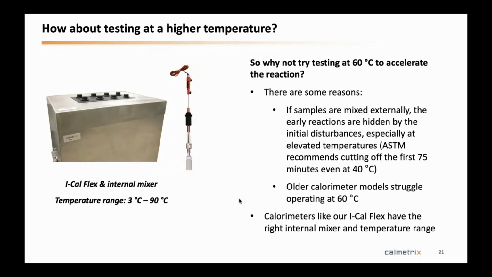Another reason is that all the calorimeter models sometimes have a little trouble operating at 60 degrees, and any of the calorimeters from the first generation will have a little bit of that trouble. So it makes it difficult. But truth be told, today's models that are sold all operate very well at 60 degrees. And if you can operate at 60 degrees in the calorimeter with a stable temperature environment, and at the same time you have a reliable mixer, let's go for it, let's try.